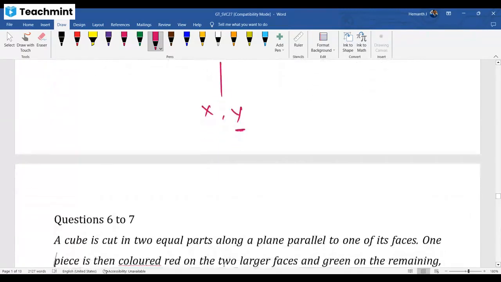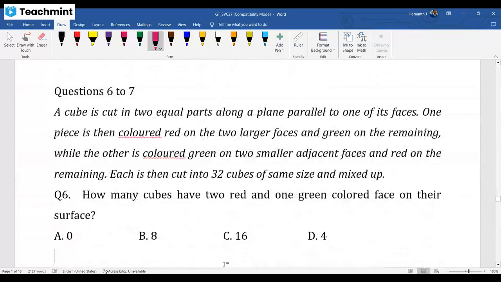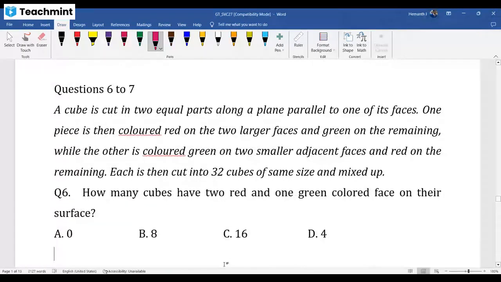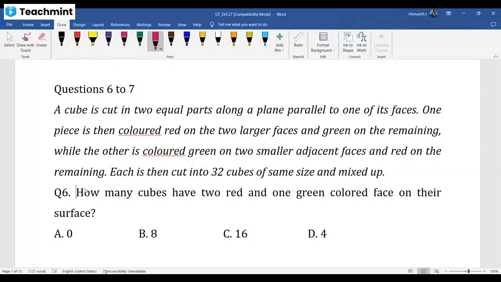After 10 sets of questions in reasoning, again we'll go back to the Quant and we'll discuss some questions. Now see this question, my dear friends. Cubes and dice.